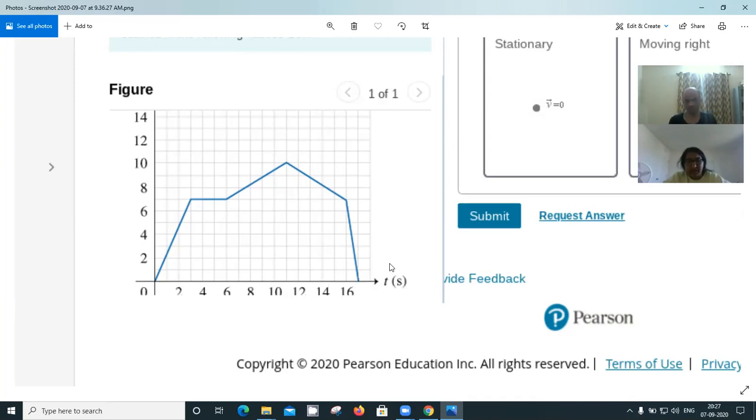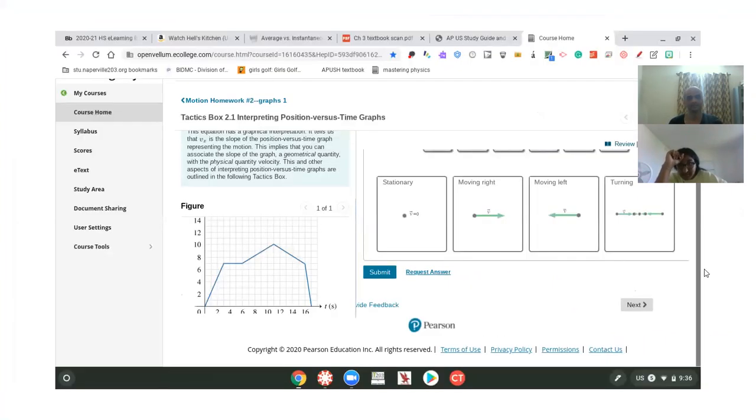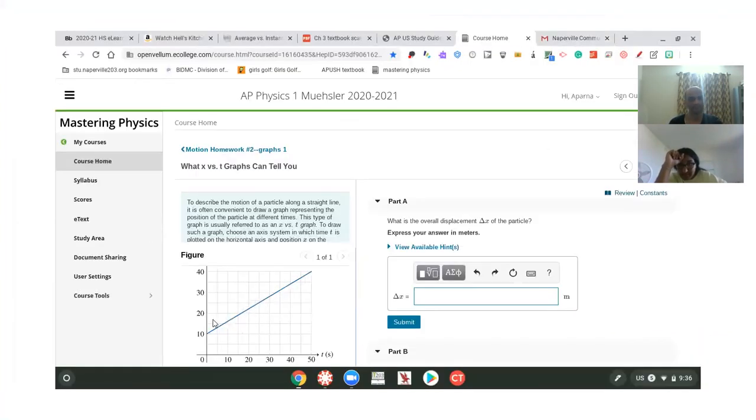Why? Because you're starting from some point, going somewhere, then coming back to the same point. Not this graph. This is a different graph. If you go to the next slide, it's a completely different graph. This is the one.